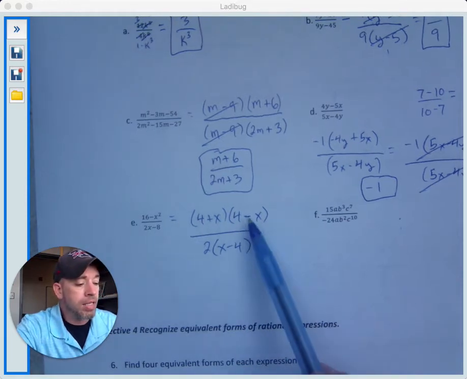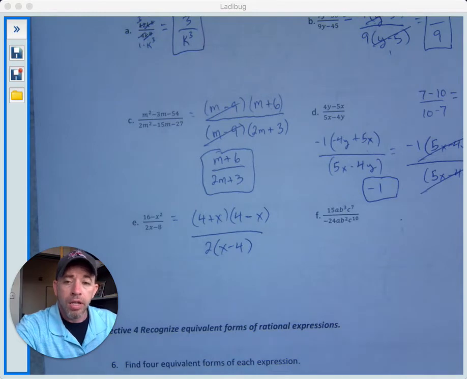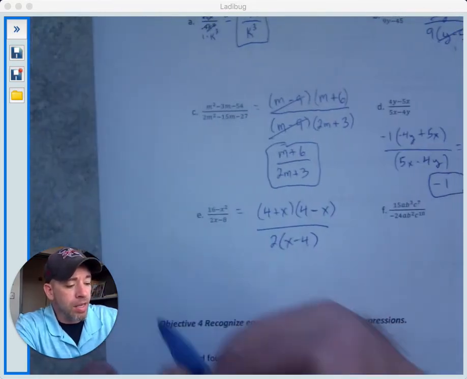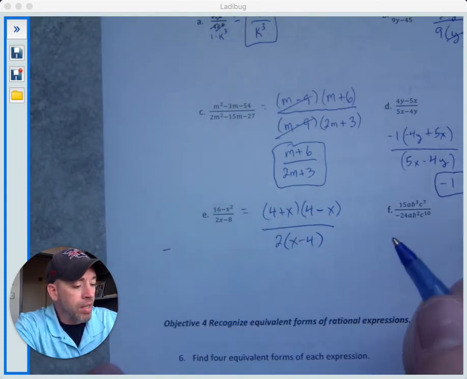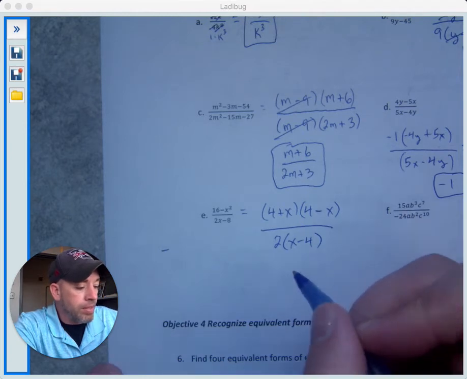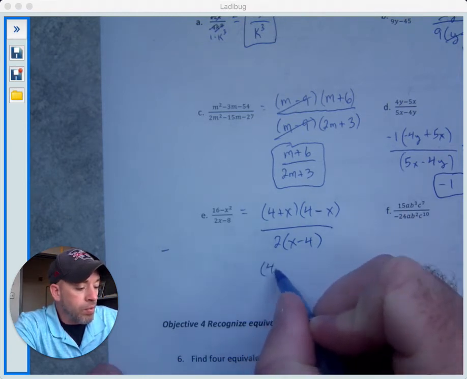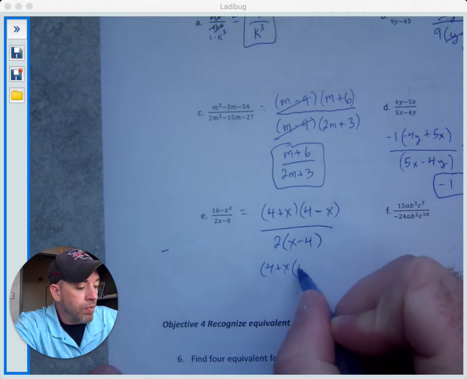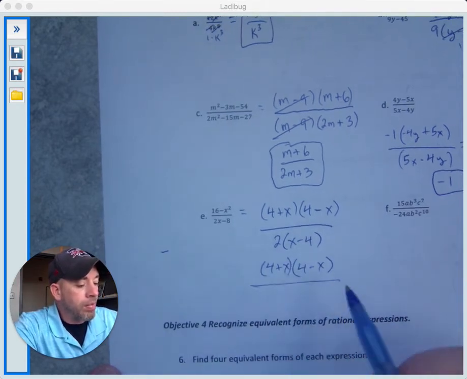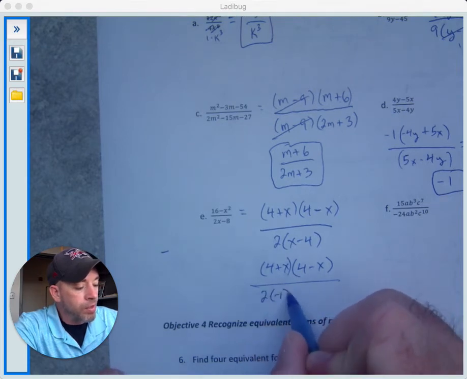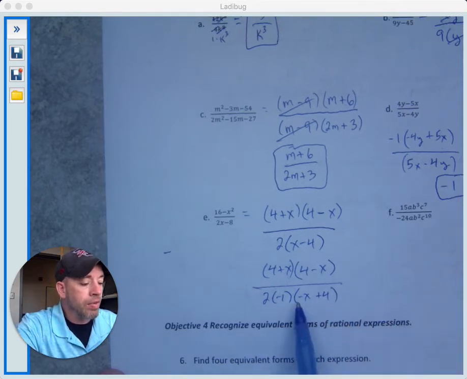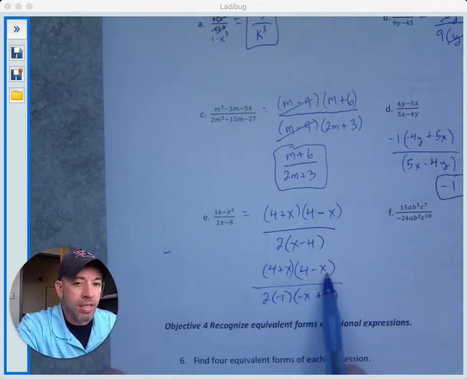Well, 4 minus x and x minus 4, we can cancel them, but one of them has to become negative 1. And up to the side, I could show that happening. If I factor a negative 1 out of the bottom, so we have 4 plus x over 2 times negative 1, this becomes a negative x and a plus 4. Well, negative x plus 4 is the same as 4 minus x, isn't it?